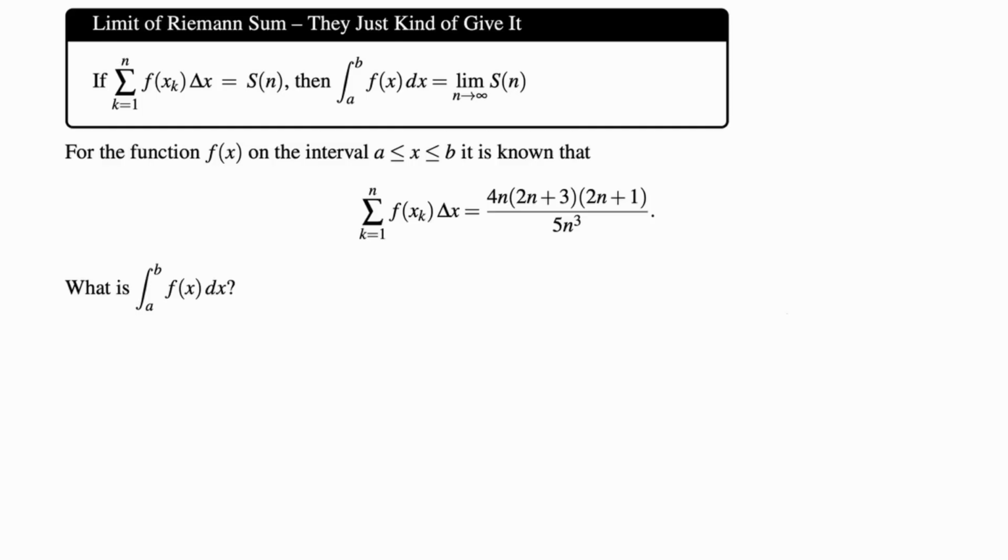So here's an example problem. The sum from 1 to n of our thing is equal to 4n quantity 2n plus 3 quantity 2n plus 1 all over 5n cubed. We want to know what the integral from a to b of f of x dx is. Well, we don't even need to know what a and b are to do this, because all we have to do is take the limit of that summation, right? That's the definition of a definite integral. So we want the limit as n approaches infinity of all that.